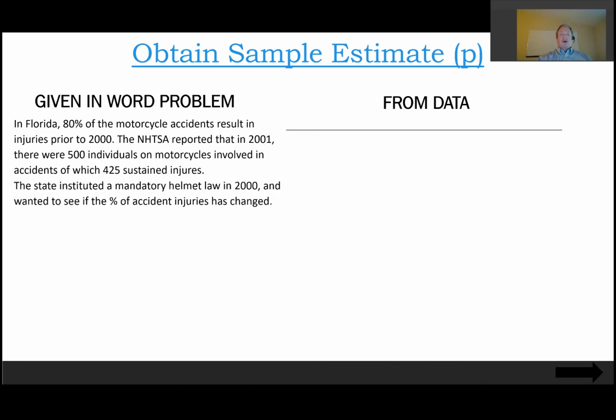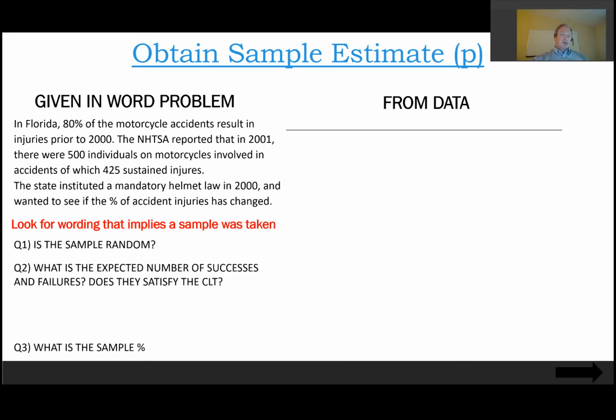So this was the problem that we had about the motorcycle injury rate. Same problem as before. And first we want to look at the wording that tells us how the sample was taken. So is this a random sample? Yes, it was. It was taken from a certain year, but there's no reason to believe that year is going to be different than any other year thereafter.